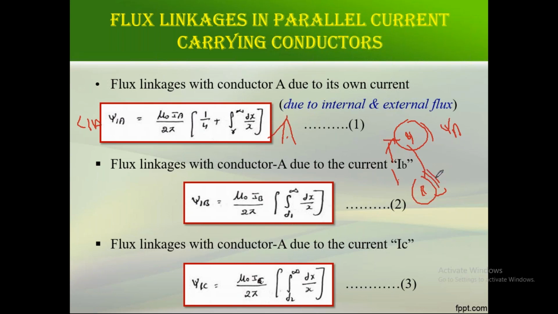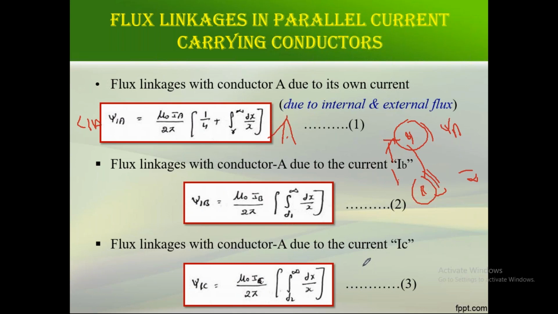After that, it goes to infinity. We don't know what the final distance is. So from A to B it is traveling, and the initial distance is D1. After that, when it reaches B, the flux linkage goes to some point. We don't know that, so let's consider it is infinity. So this is the flux linkage of conductor B with respect to conductor A. Similarly, the flux linkage of conductor A due to the current Ic. The same thing we derived here: psi 1c equals mu naught Ic by 2 pi.